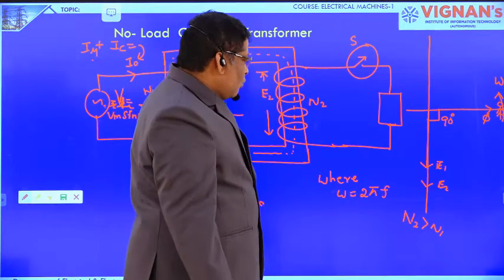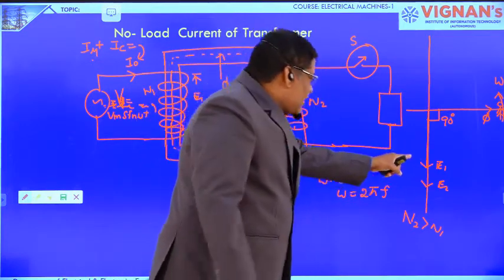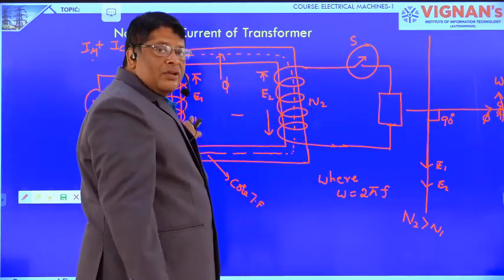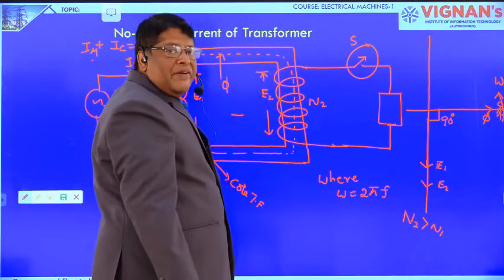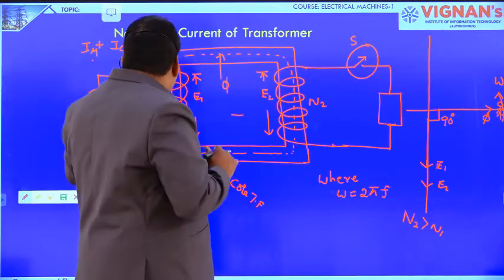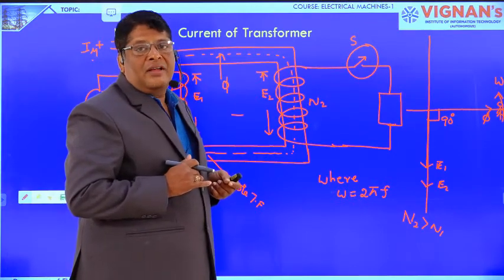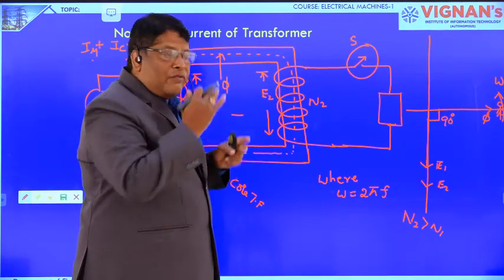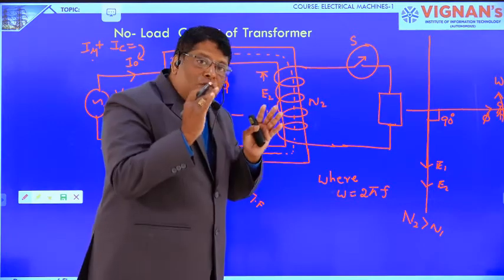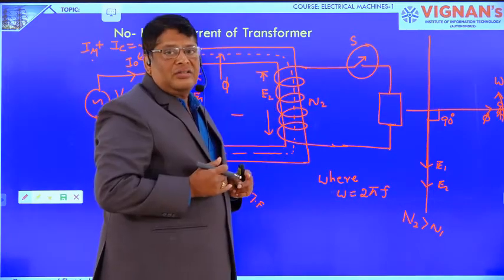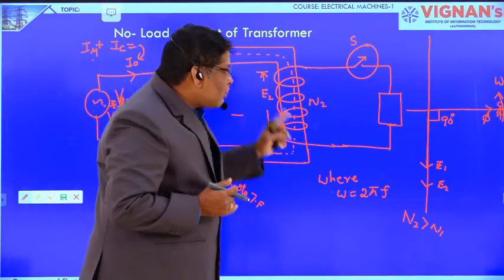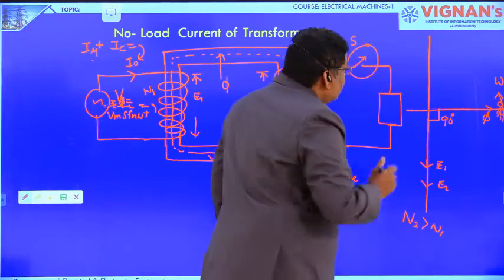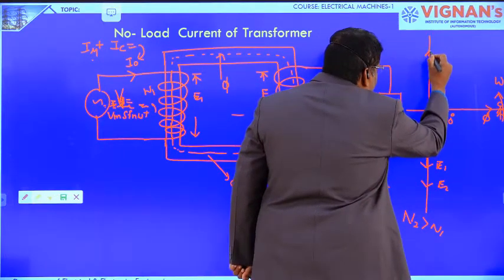Now E1 is the self-induced voltage in the primary winding. Because of this self-induced voltage, there is a voltage drop in the supply, because E1 is opposing the supply voltage V1. When it is opposing V1, some voltage will drop in V1. That component we are drawing here. Whatever the magnitude of E1, the same magnitude you take here. This is the E1 dash.